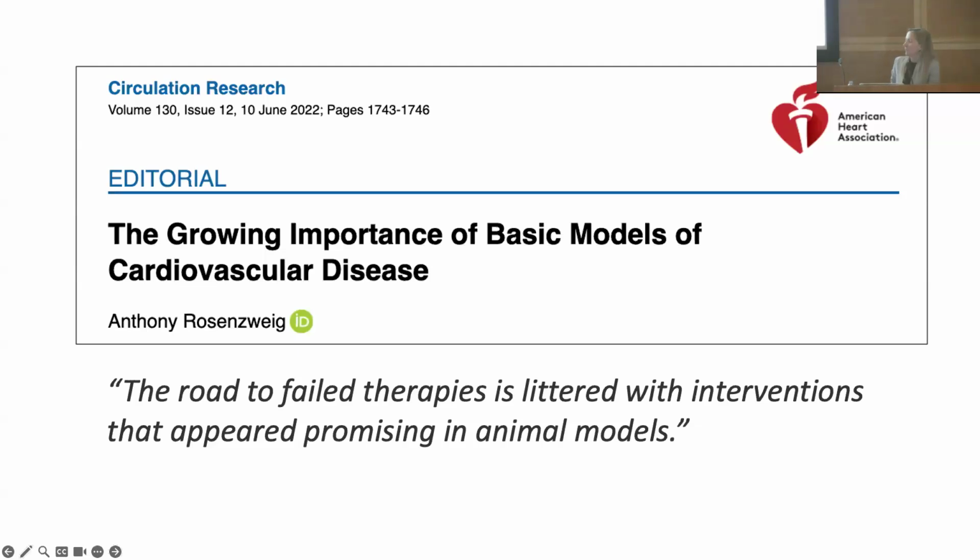This was taken from a series of articles that were written a couple of years ago and published in Circulation Research on the growing importance of basic models of cardiovascular disease. And as you can imagine from this title, this person obviously thinks basic models of cardiac disease are important. Otherwise, they wouldn't be writing an introduction like this to this series. And yet there was a sentence in it that said, the road to failed therapies is littered with interventions that appeared promising in animal models.